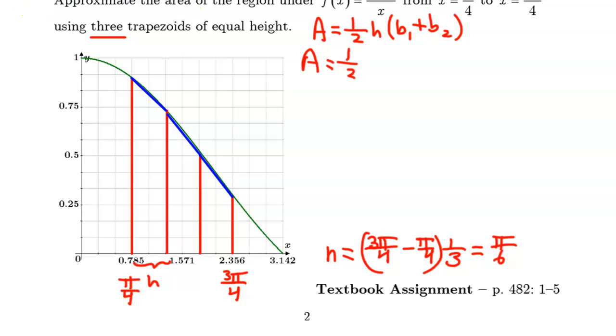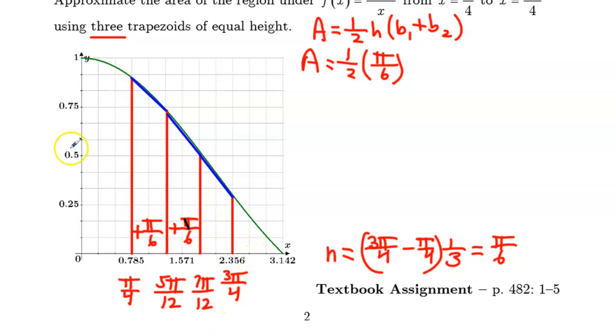So essentially, when all is said and done, we're just going to keep adding pi over 6, right? That's going to be our height. So let me just write that down. So it's pi over 6. So the first pi over 6, if we add pi over 6, that's going to take us to, I believe, 5 pi over 12. And then if we add another pi over 6, we get 7 pi over 12. And then if we add another pi over 6, we end up with 3 pi over 4. Okay, so that's it. We are on our way.